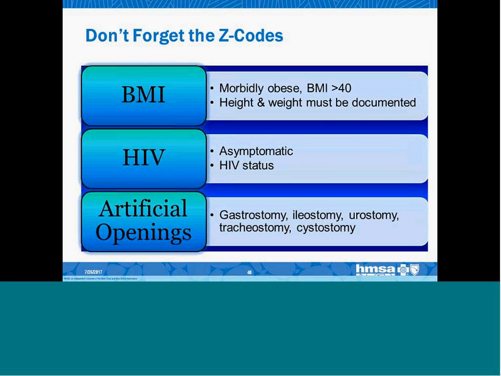For BMI, indicate if your patient is morbidly obese with BMI over 40. And also, you always want to document your height and weight. Of course, that is also one of our performance measures in our quality program. If you have an HIV patient who's asymptomatic, there's also a Z code for HIV status. And same with artificial openings, there are Z codes for that as well that you want to be sure to include.